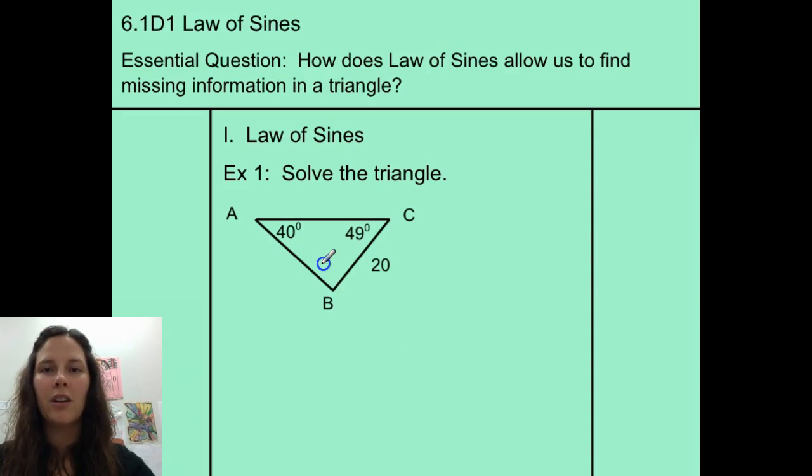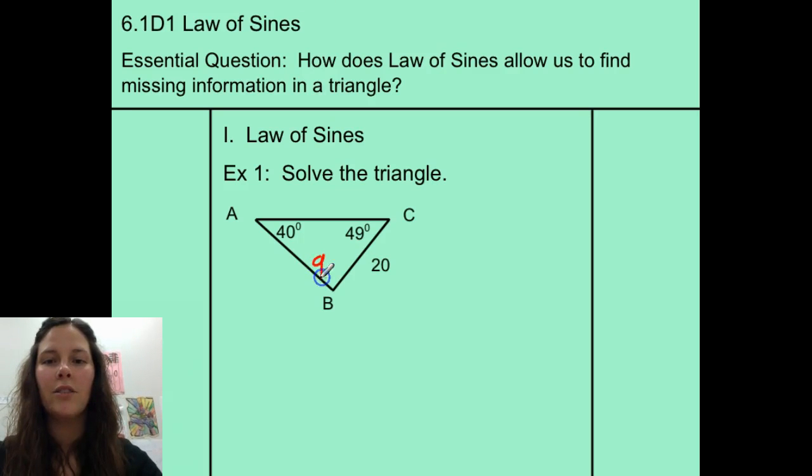The next piece of information that's important to keep in mind is what the word solve means when we're talking about a triangle. If you are asked to solve a triangle, you're being asked to find all of the missing information about that triangle. So first of all, the easiest piece of information to find is that missing angle B. We know there's 180 degrees in a triangle. We already have 89 degrees taken up, so that would give us 91 degrees left for angle B.